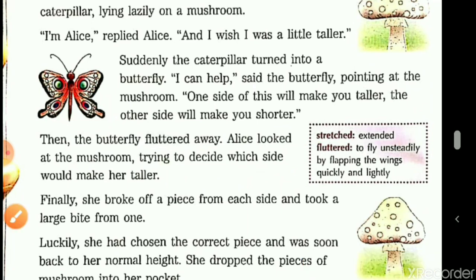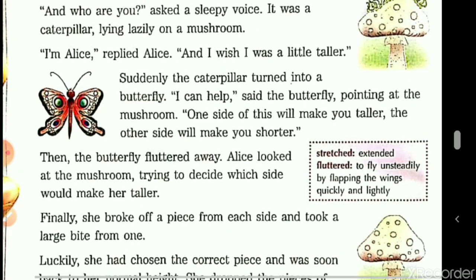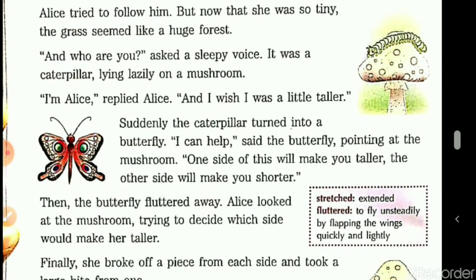So now, children, let's revise all the words on which we have framed sentences. The first word is muttering, and the sentence is: She sat practicing her speech, muttering to herself. The second word is edge, and the sentence on edge is: Don't leave your glass so close to the edge of the table, it may fall off.